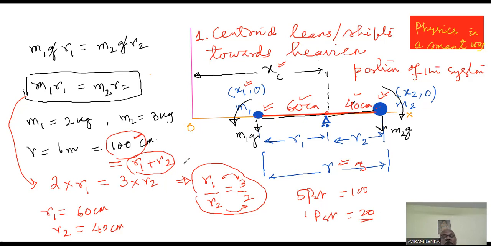For a two mass system, we ended with the formula (M1 x1 + M2 x2) / (M1 + M2). We can also directly have the formula in the way that M1 R1 equals M2 R2, and thereby we know that it will be much easier.